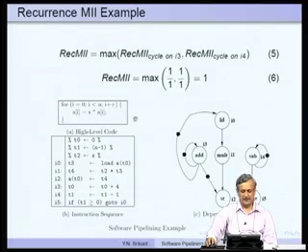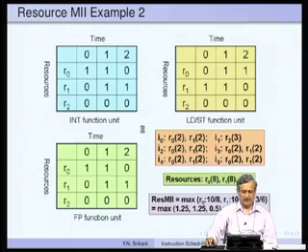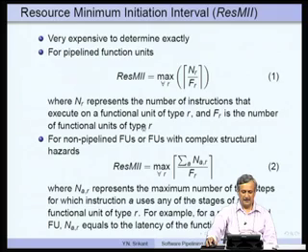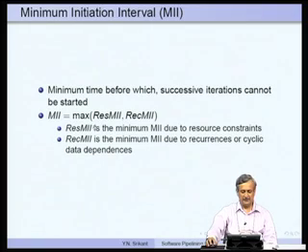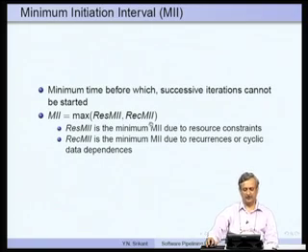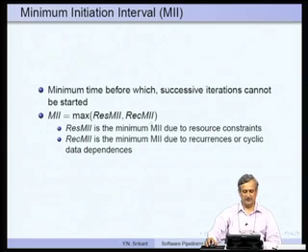So, we actually have, for example, in this case, we really say MII is the max of ResMII and RecMII, not the min, even though it is the minimum initiation interval. The reason is the restriction on the resources or the restriction on the cycles will stop you from initiating the next iteration. So, you really cannot take minimum here, it has to be the maximum.